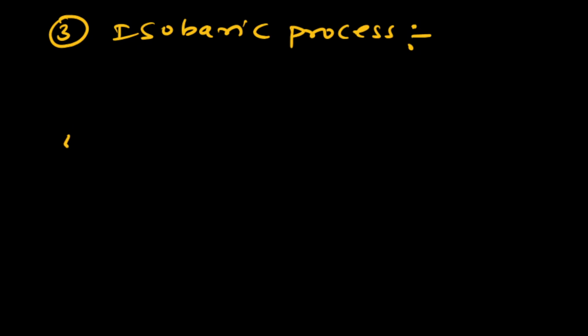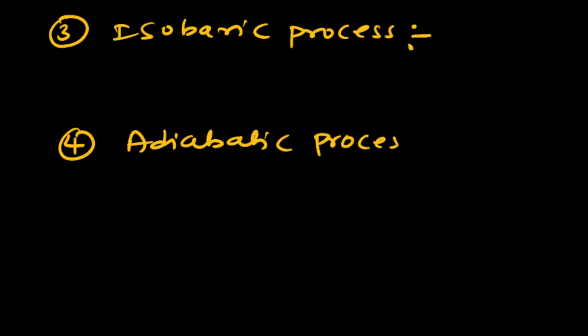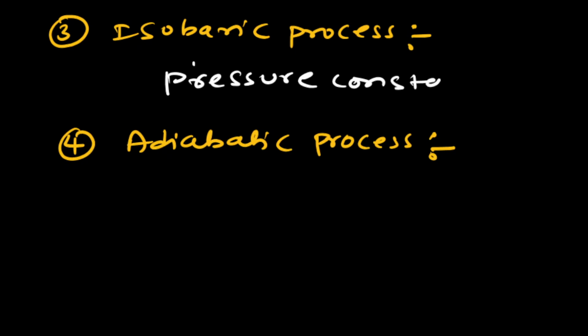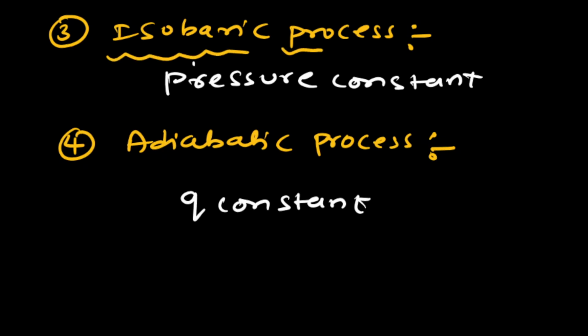And the fourth one is the adiabatic process. Clear? Now in the isobaric process, pressure is constant. In the adiabatic process, which is constant? Heat. Q is constant. Done. These are some of the processes that we are going to see.